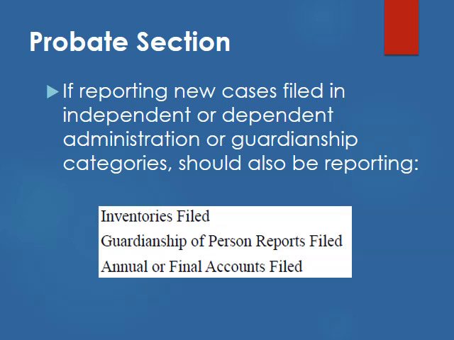For those county clerks who may handle probate cases, be aware that if you are reporting new cases filed in the independent or dependent administration or guardianship categories, you should also be reporting inventories filed, guardianship of person reports filed, and annual or final accounts filed where appropriate. These documents are required by law to be filed in those cases, and usually within a specific deadline. If you have cases filed in your county but have no cases reported in these categories, it means that you either have a reporting problem or that the court is not fulfilling its legal obligations.